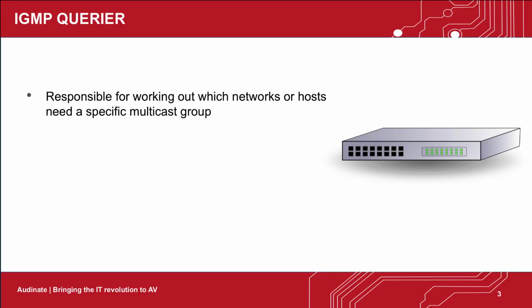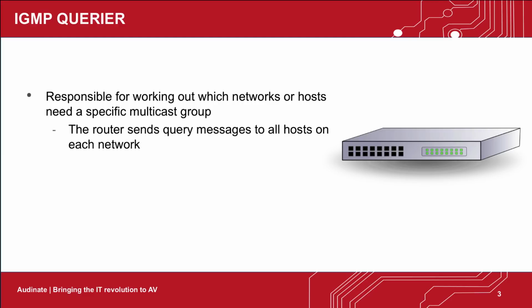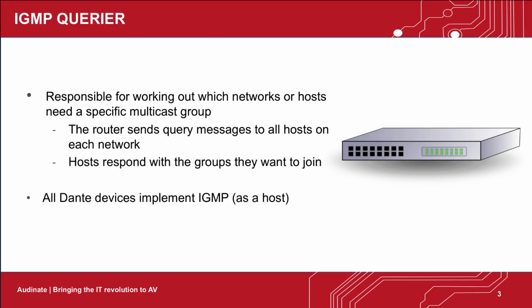IGMP is the protocol that's responsible for working out which networks or hosts need a specific multicast group. The router sends query messages to all hosts on each network. Hosts respond with the groups they want to join. All Dante devices implement IGMP as a host.